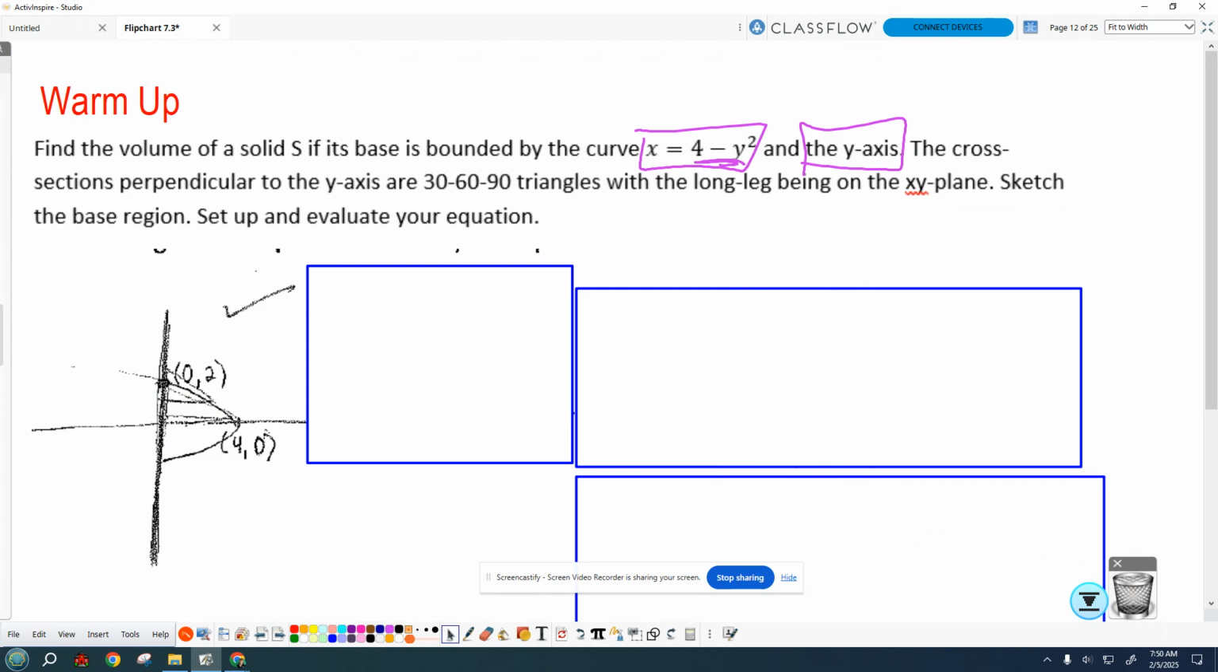So it's a sideways parabola, and the y-axis, and the shapes that are coming up out of it are 30, 60, 90 triangles with the long leg on the plane. So, should I draw it as a long leg? I'm going to make that shorter.